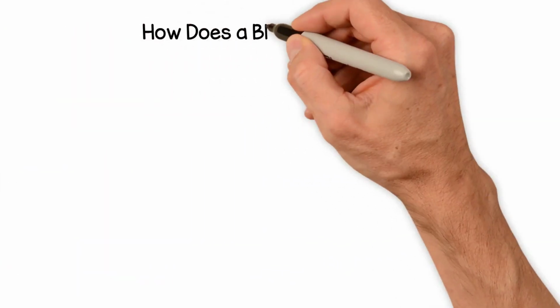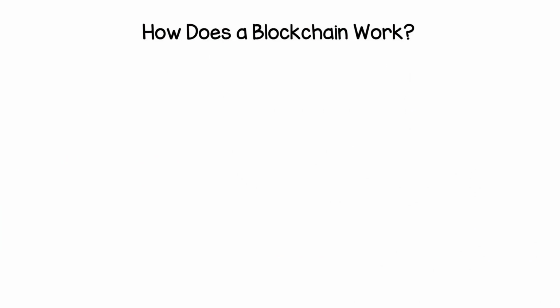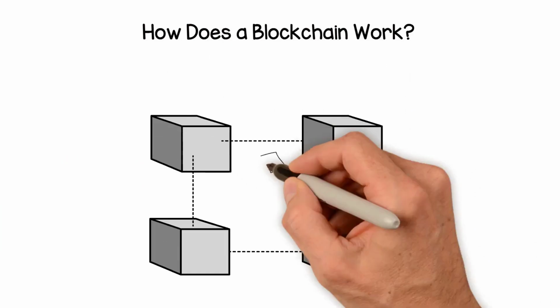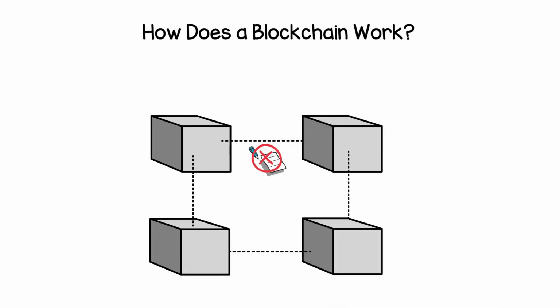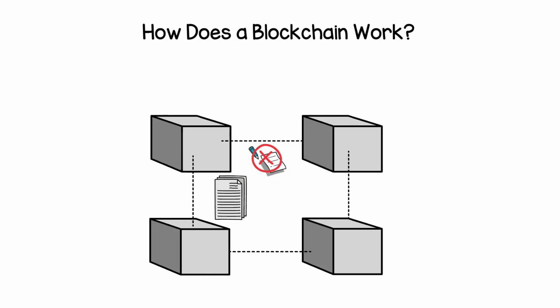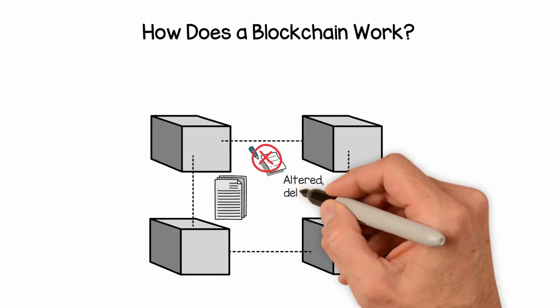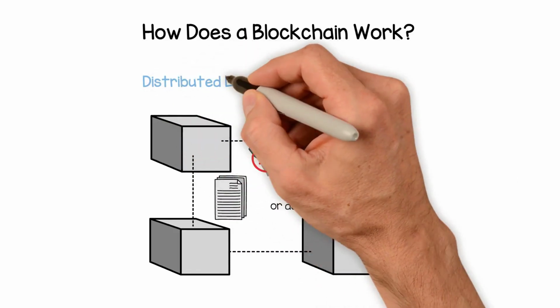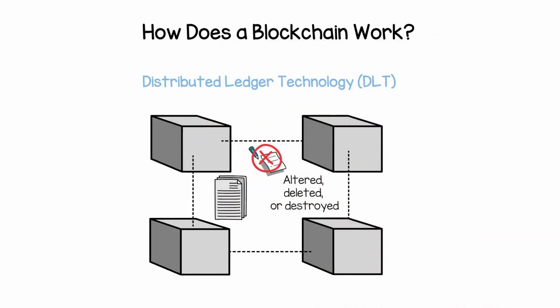How does a blockchain work? The goal of blockchain is to allow digital information to be recorded and distributed, but not edited. In this way, a blockchain is the foundation for immutable ledgers, or records of transactions that cannot be altered, deleted, or destroyed. This is why blockchains are also known as a distributed ledger technology, DLT.